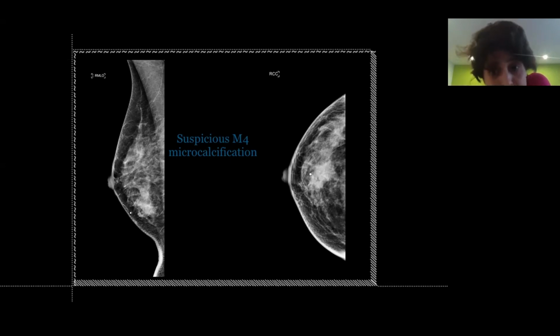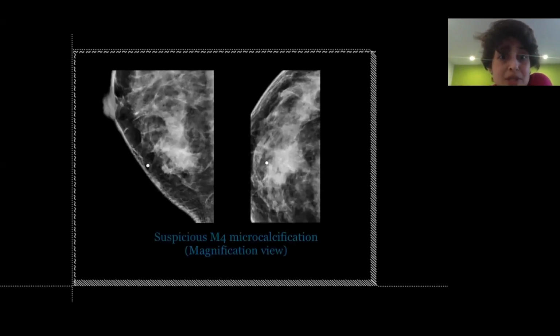You may or may not be able to see it on this particular screen. In order to size it, we need to magnify the images. We could actually have dedicated magnification views before we decide whether the patient requires a biopsy. And that is what has been done in this case. So on the magnification views, you can see the calcification much better. You can size the extent of it, which is important in determining whether this patient can have a wide local excision or requires a mastectomy.